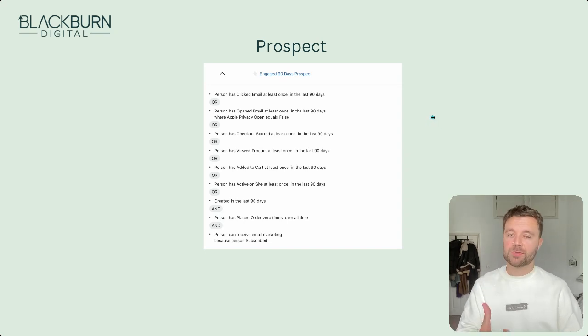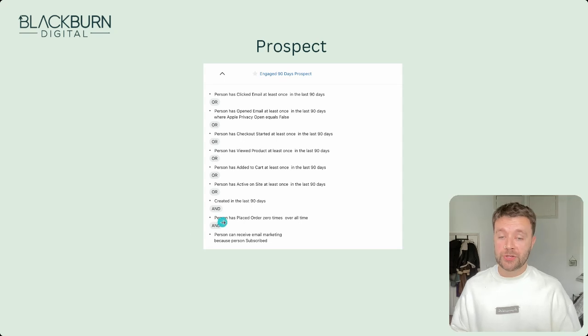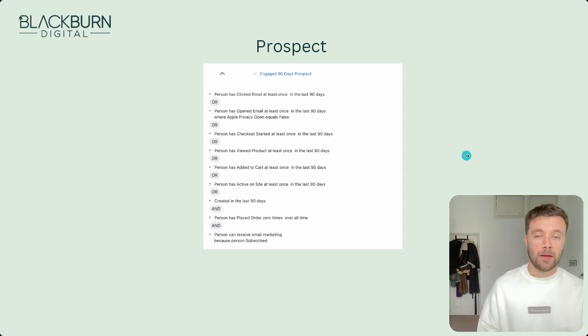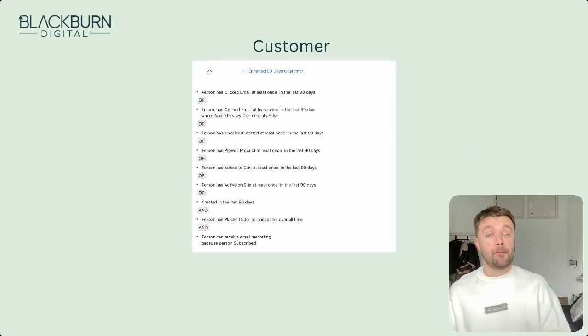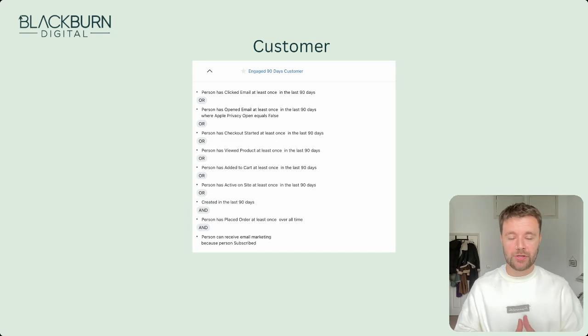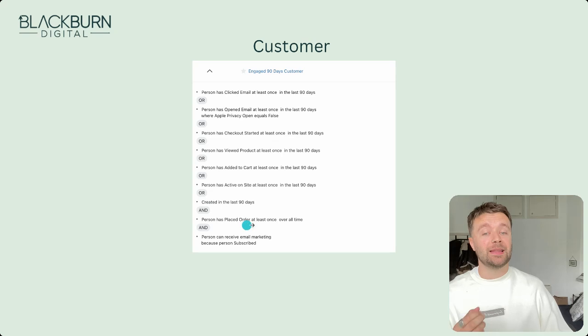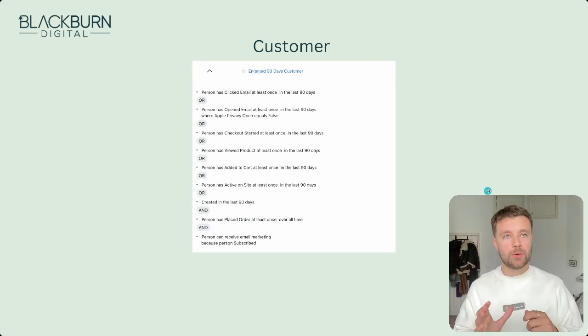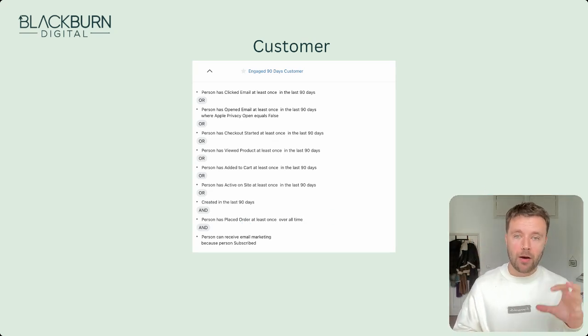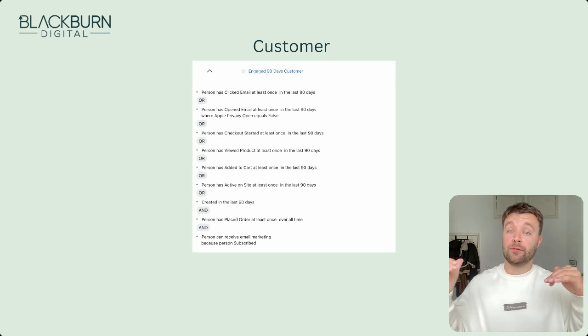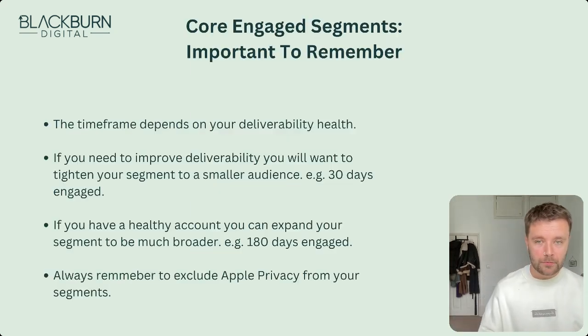So it'd be the exact same as we created before, but you would just always add in person has ordered 0 times overall time. And the same for a customer. You might have a special customer deal that you don't want to give to people that have never engaged with your brand before. This would be the exact same. It'd be the exact same segment, but the placed order would be at least once over time. And that's a great way where you can get in some highly targeted personalization based off of where on the customer journey the customer is.